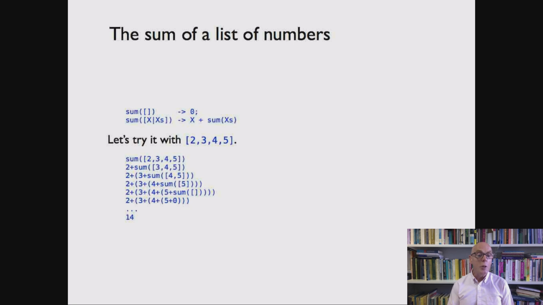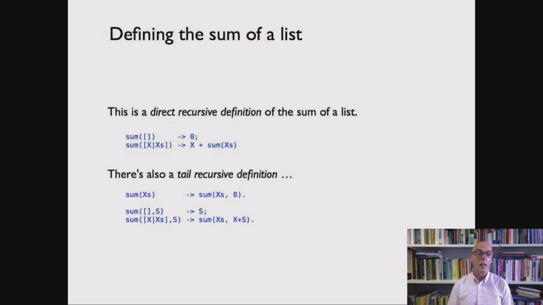Okay, so that was a direct recursion. It tells us what the sum is. You remember we talked about this when we talked about recursion over integers. It says the sum of an empty list is 0. The sum of x cons x's is x plus the sum of x's.